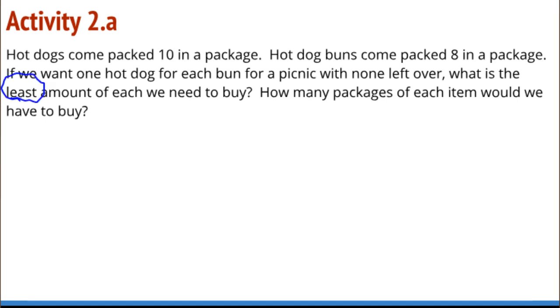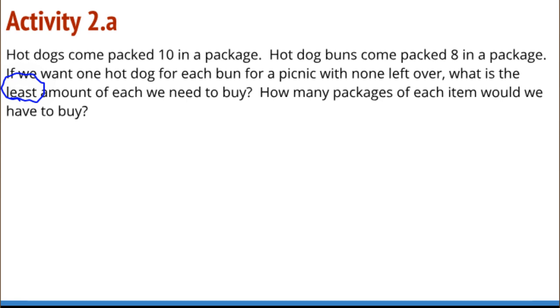Now, we're going to have some keywords to let us know that we are looking for a least common multiple. How many packages of each item would we have to buy? So I've got a ratio, and I keep connecting this to ratios. I've got a ratio of 10 to 8, and I would like to scale up so that these numbers become equal with each other, which is kind of a weird way of thinking of it. But we're looking for where things are going to balance out.